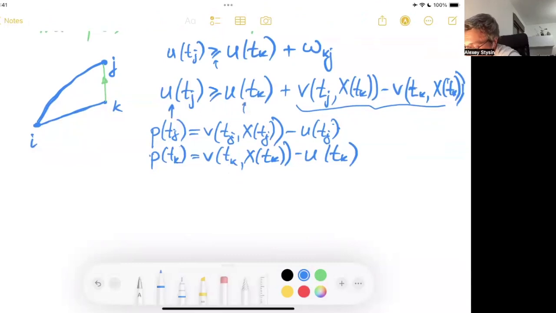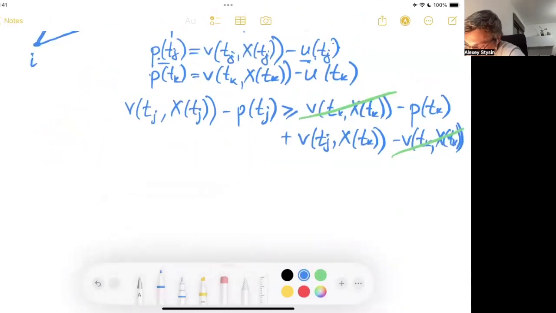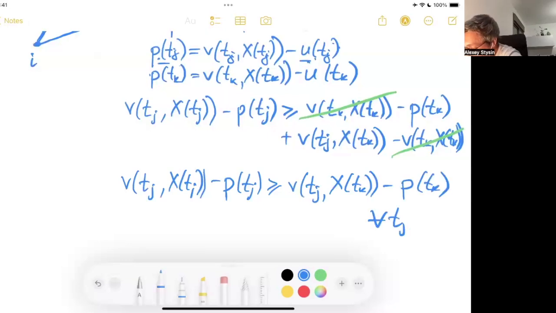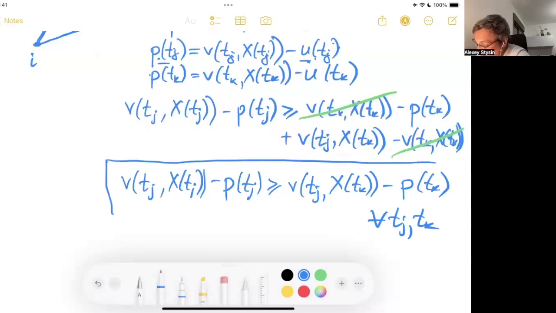So from here, we can use this to put here and this to put here. So let's do that. From here, we actually see that v of tj x of tj minus p of tj is greater or equal than v of tj x of tk minus p of tk. And this holds for any tj and tk. And this is exactly what it means for the mechanism to be truthful.